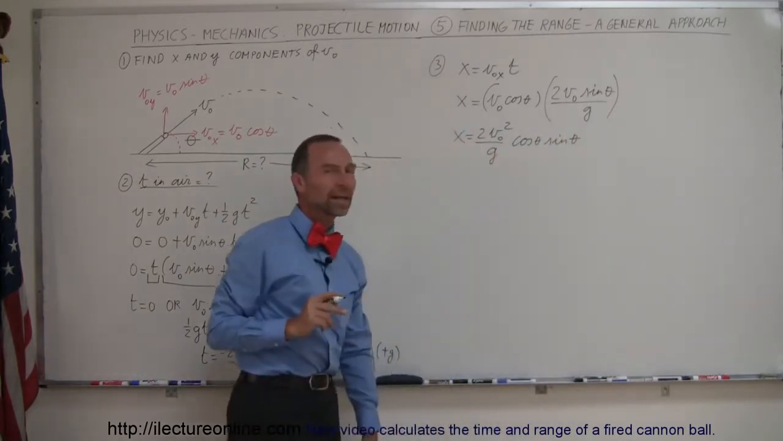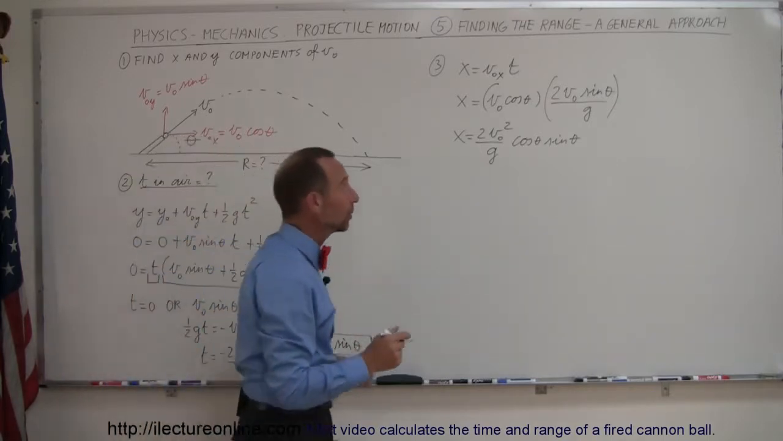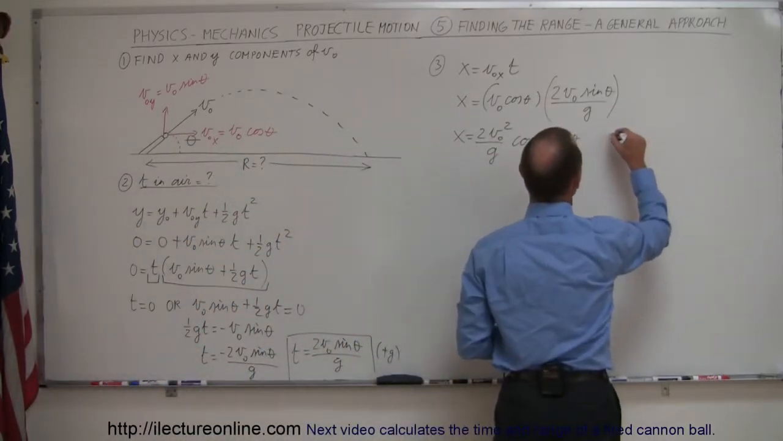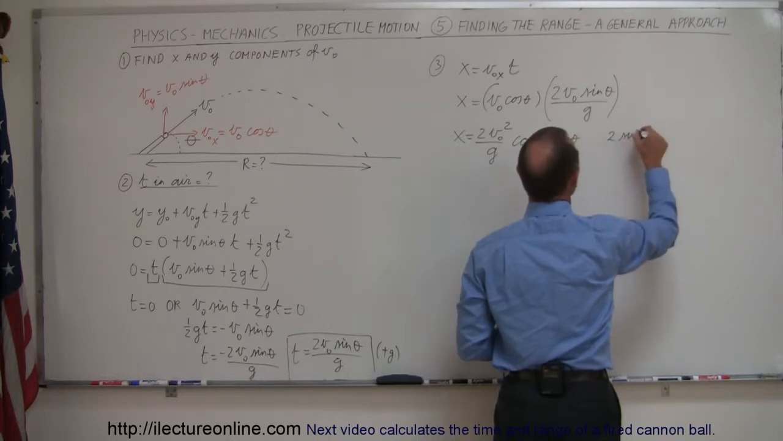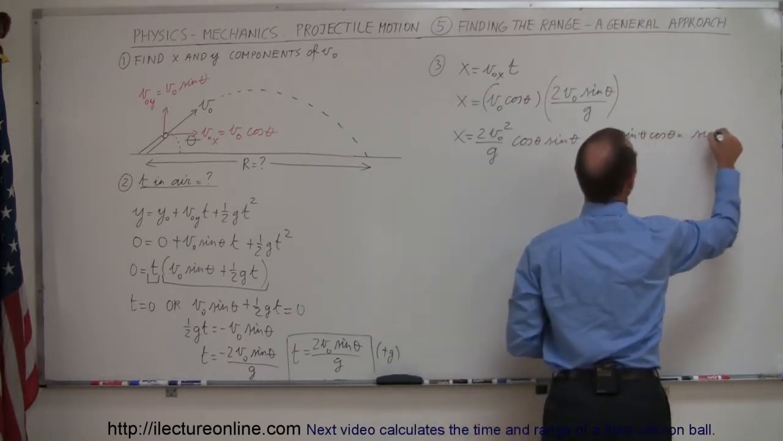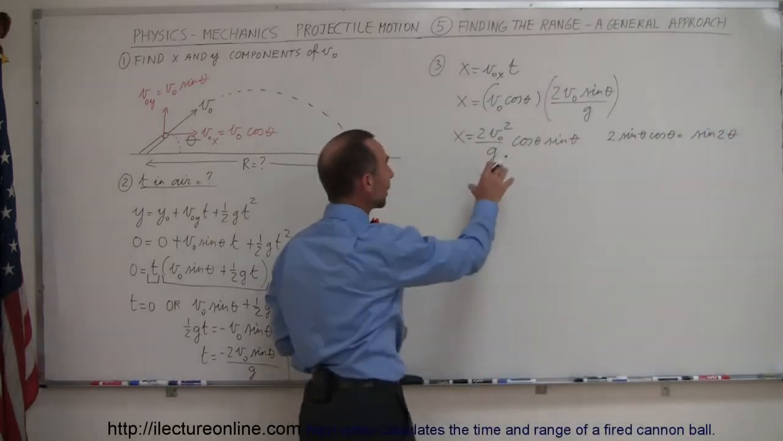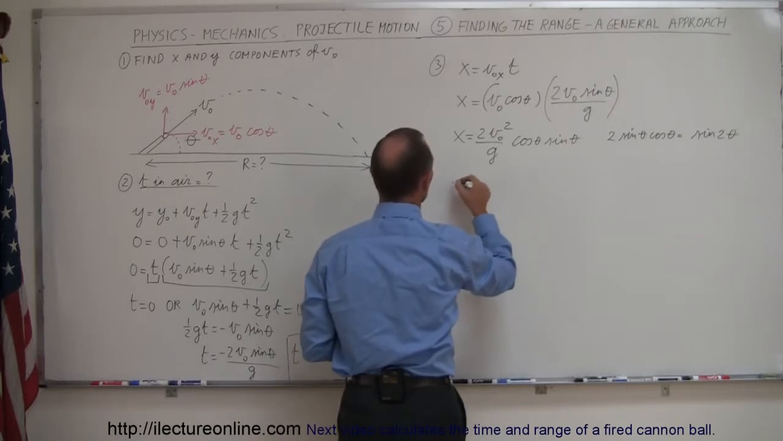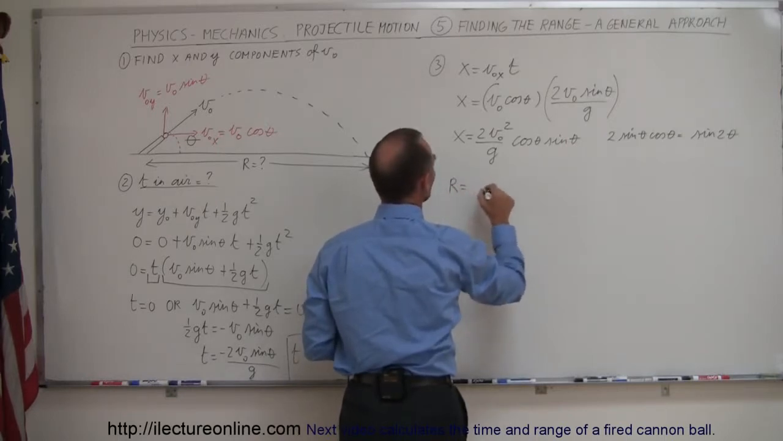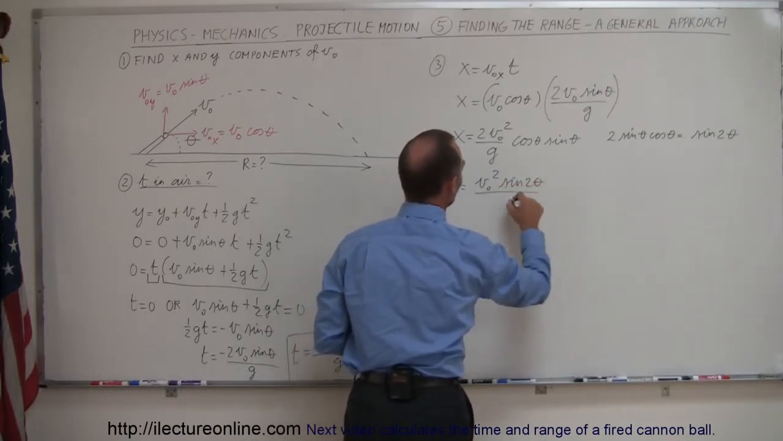Now, we can actually simplify that because there's a trigonometric identity that says 2 times the sine of theta times the cosine of theta is equal to the sine of 2 theta. If we replace that in here, we can say that x, or the range R, is equal to v sub naught squared times the sine of 2 theta, all divided by g.